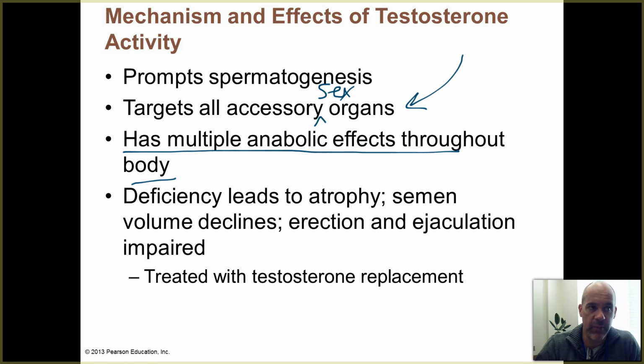The changes in the male reproductive anatomy that occur at puberty are stimulated by testosterone. And as I've already mentioned, a testosterone deficiency is going to lead to the atrophy of the various male sexual organs, both primary and secondary. So even things like semen volume will decline. There will be erectile dysfunction, and ejaculation is impaired as well if you're not synthesizing testosterone properly.